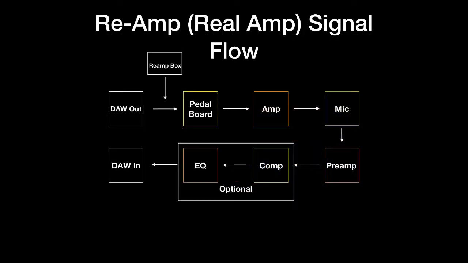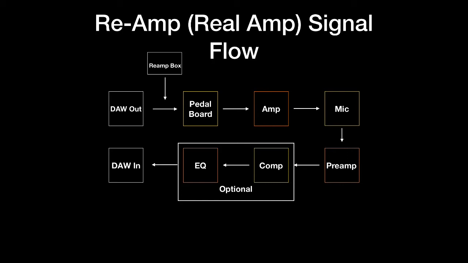All right, so here's a brief little signal flow chart. You have your DAW out of your audio interface and analog out, which then comes out and needs to go to the pedal board. Sometimes, not always, you could use a reamp box. It looks similar to a DI.